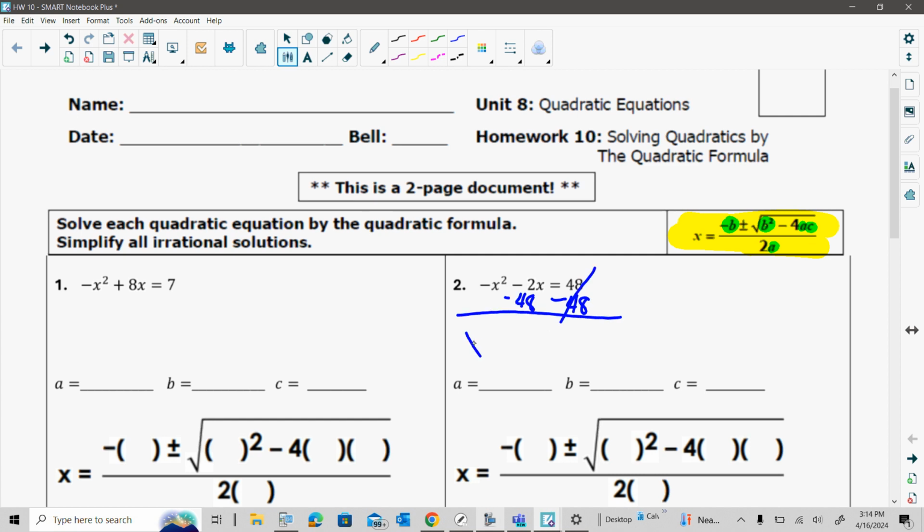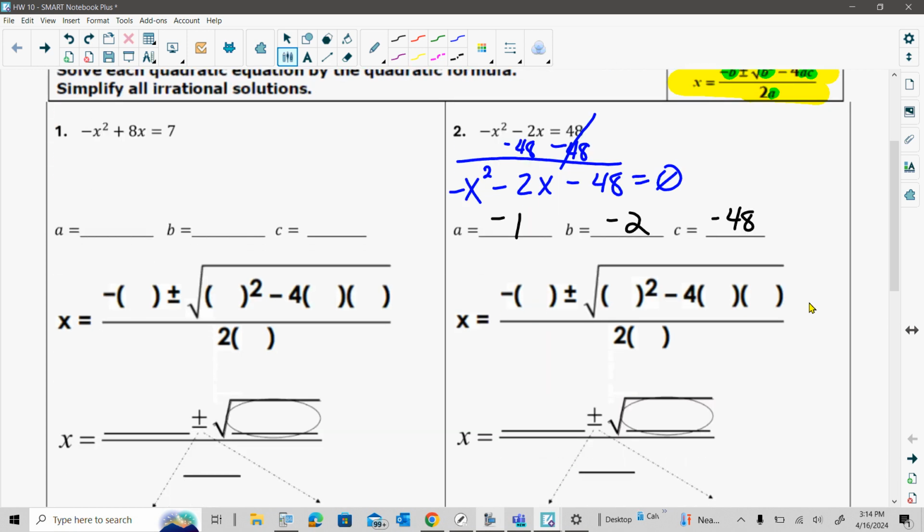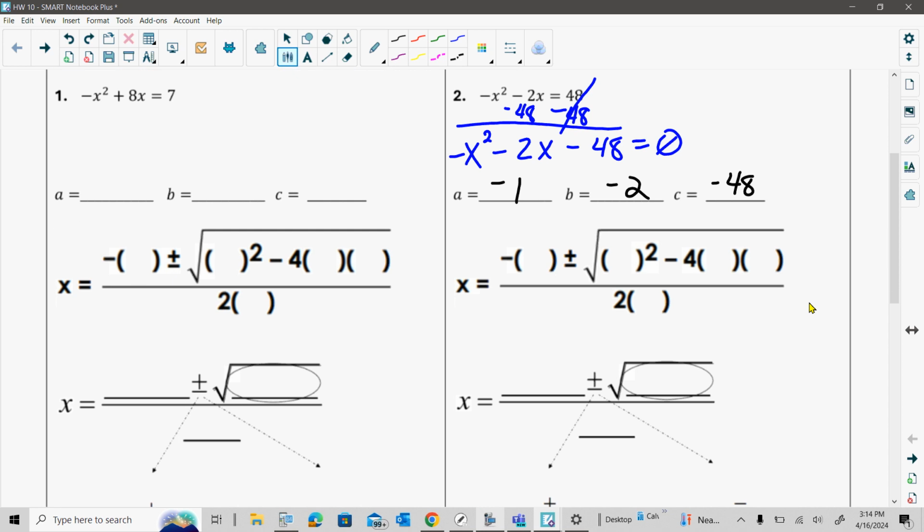And you would get the equation negative x squared minus 2x minus 48 equals 0. Now I can see the value of each part. My A is a negative 1. My B is a negative 2, and my C is a negative 48. So now you're just plugging in those values into the formula.